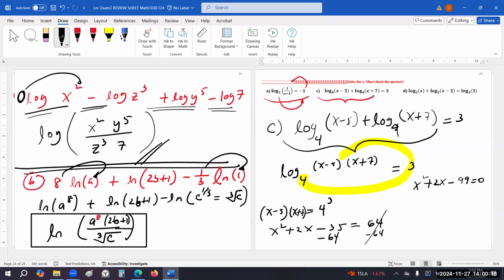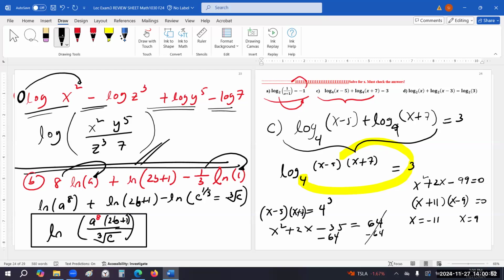Anytime that we have a single log, we take the base and we make it the power, we get rid of the log. That's why it's called conversion. It's converting log into exponential. So no more log. Which two numbers multiply to 99 and combine to 2? Positive 11, negative 9. That gives us x is negative 11, x is positive 9.